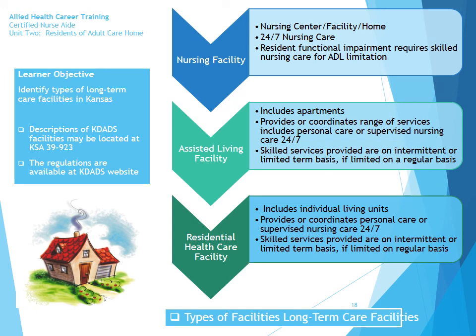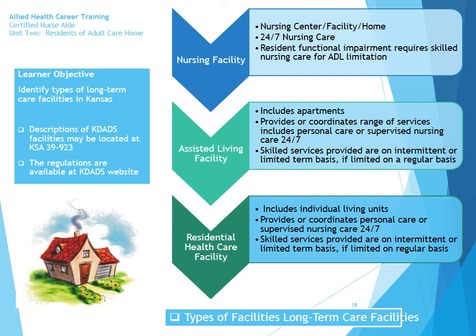Assisted living and residential health care facilities are a little bit different because they are individual apartments or living units, and they provide a little bit less care for that person. These might be people that can get up and get around on their own, but they might need a little bit of help getting dressed. They really shouldn't cook anymore, so they have the meals provided for them, but they can feed themselves. They can have skilled services provided on an intermittent or limited-term basis. So they're not going to be needing a lot of help all the time.